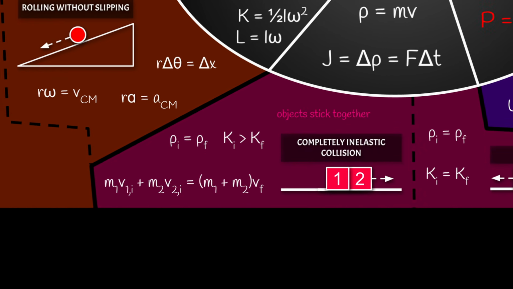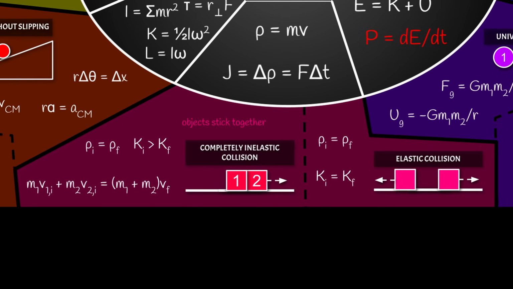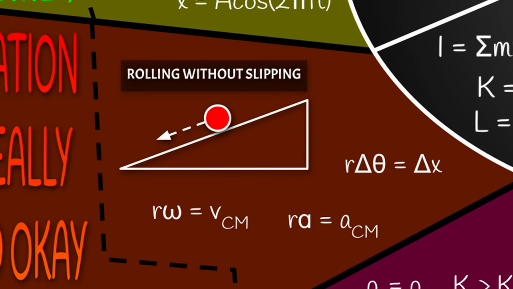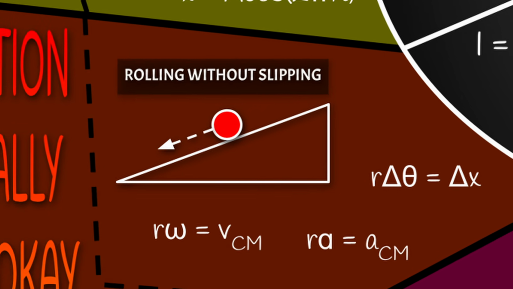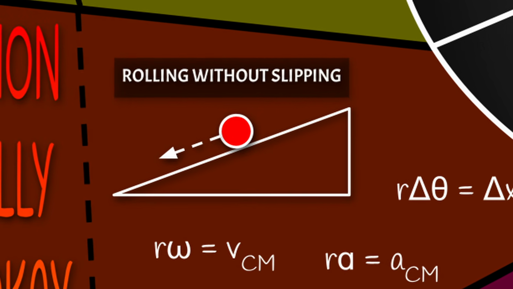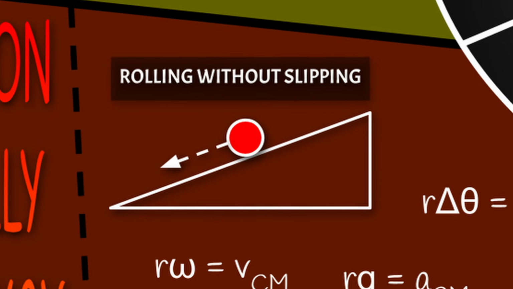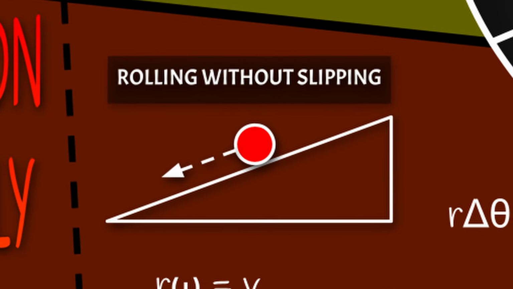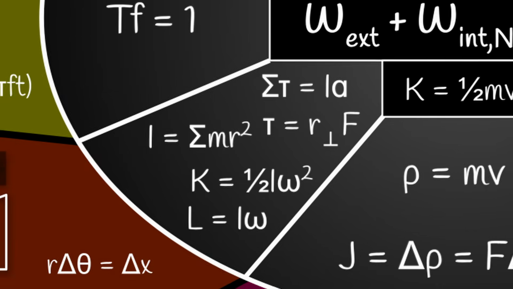If the problem doesn't explicitly tell you that a collision is elastic or completely inelastic, then it's probably not either of those things. And rotation is awful, so good luck, I guess. Just make sure to not just assume everything is rolling without slipping, because that will screw you over a lot. And also look at all these awful formulas, I guess.